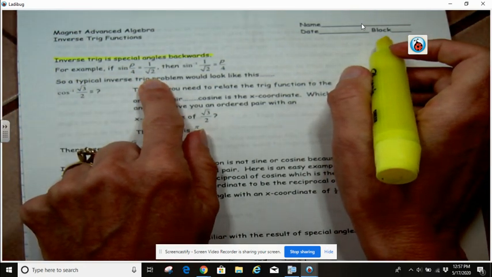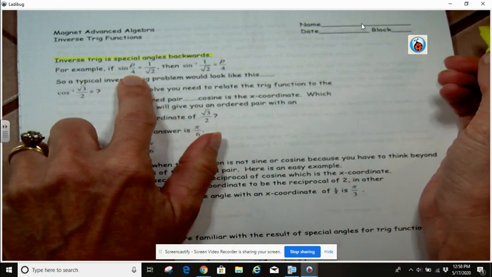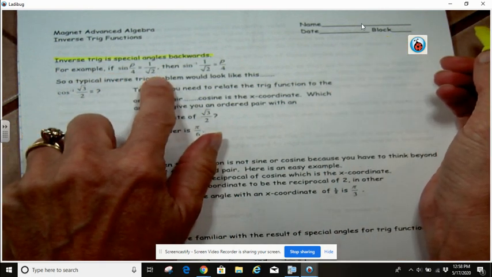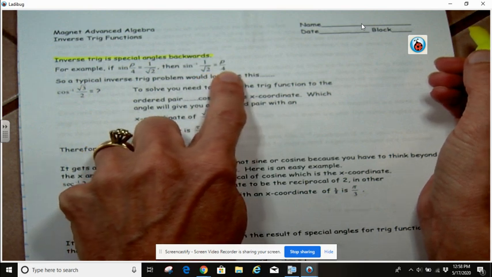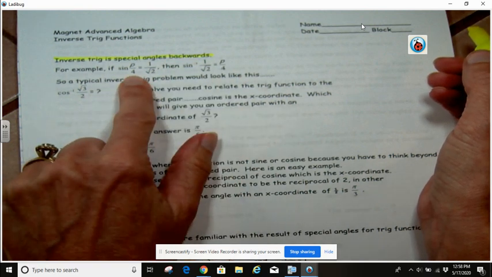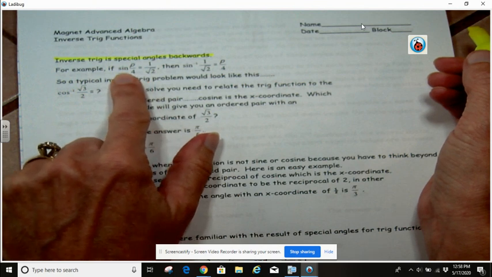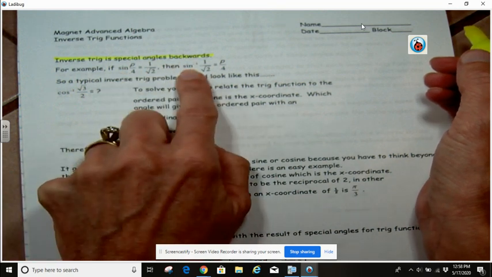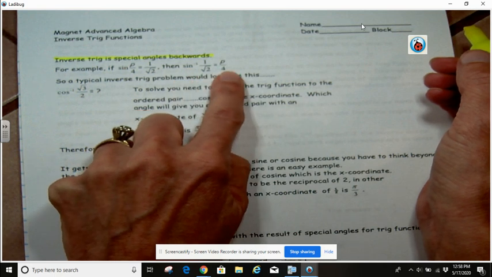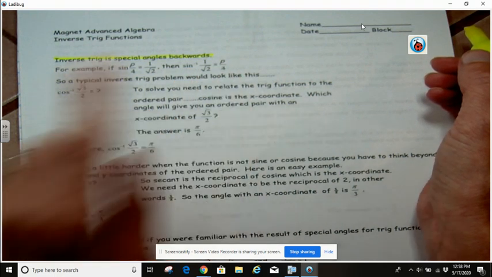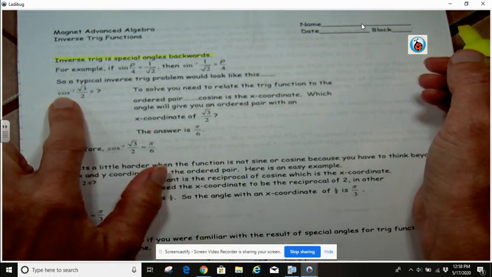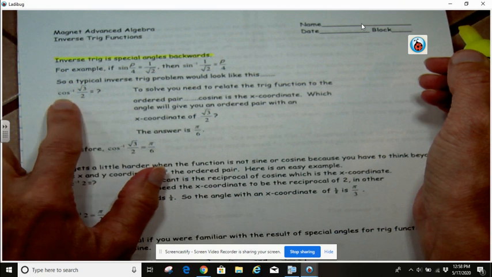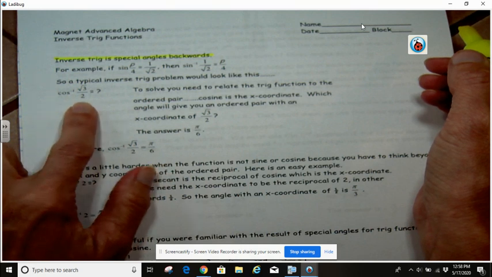But as an inverse trig problem, instead of sine of the angle equals the value, we do the inverse sine of the value equals the angle. So it's got all the same information. It's just that instead of giving you the angle with a trig function and you tell me the value, we give you the inverse trig function and the value, and you come up with the angle. So it's special angles backwards. So a typical inverse trig problem would look like this: the inverse cosine of square root of 3 over 2. So again, the inverse trig function and then a typical value for special angles.